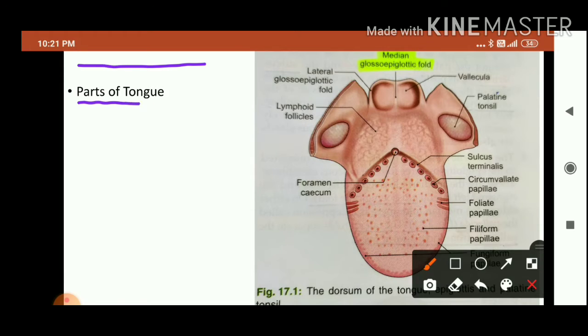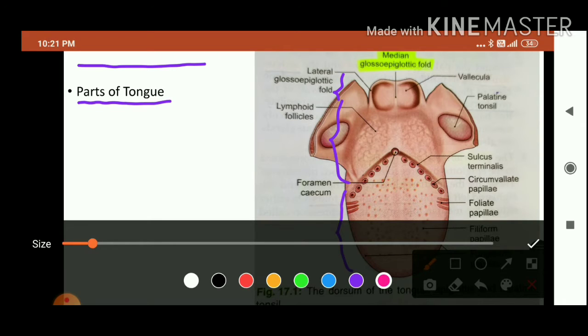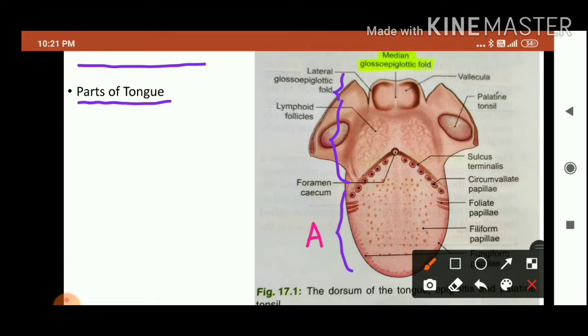Now we come to the parts of the tongue. Basically, the tongue has two surfaces, superior and inferior surface. The tongue has been divided into three main parts. What are the parts? They are the anterior part, the posterior part, and the posterior most part. Now, what are the boundaries that demarcate each part from the other?